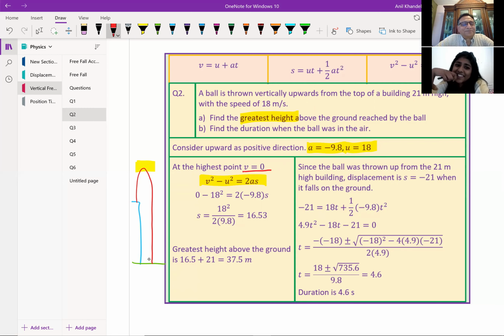Oh, I was just about to ask. That was like the other question, where when it was at the top, the initial velocity was 0, but in this case, the final velocity is 0, right?